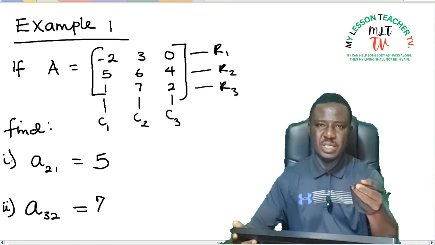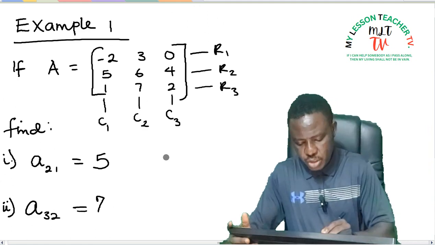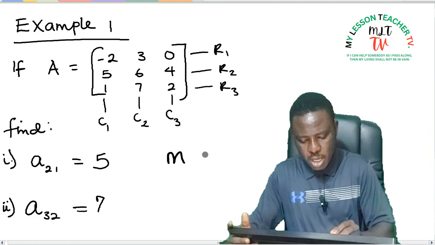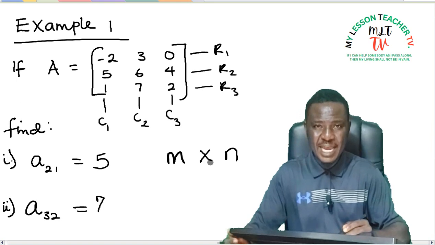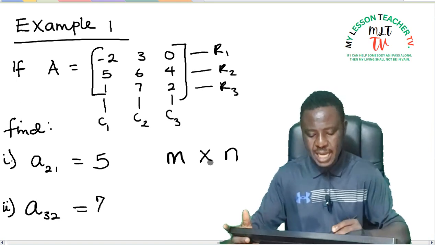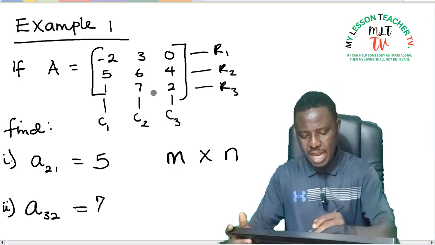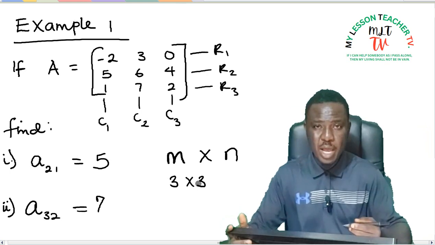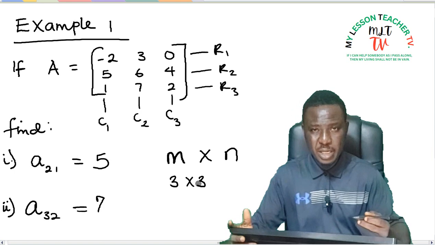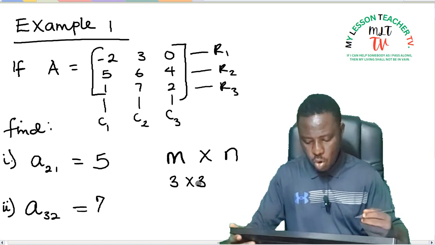For the order of a matrix, how a matrix is named: a matrix with m rows and n columns is said to have an order of m by n. So we refer to it as an m by n matrix. For example, since we have 3 rows and 3 columns, this is a 3 by 3 square matrix. Why is it called a square matrix? It is called a square matrix because it has equal rows and equal columns.